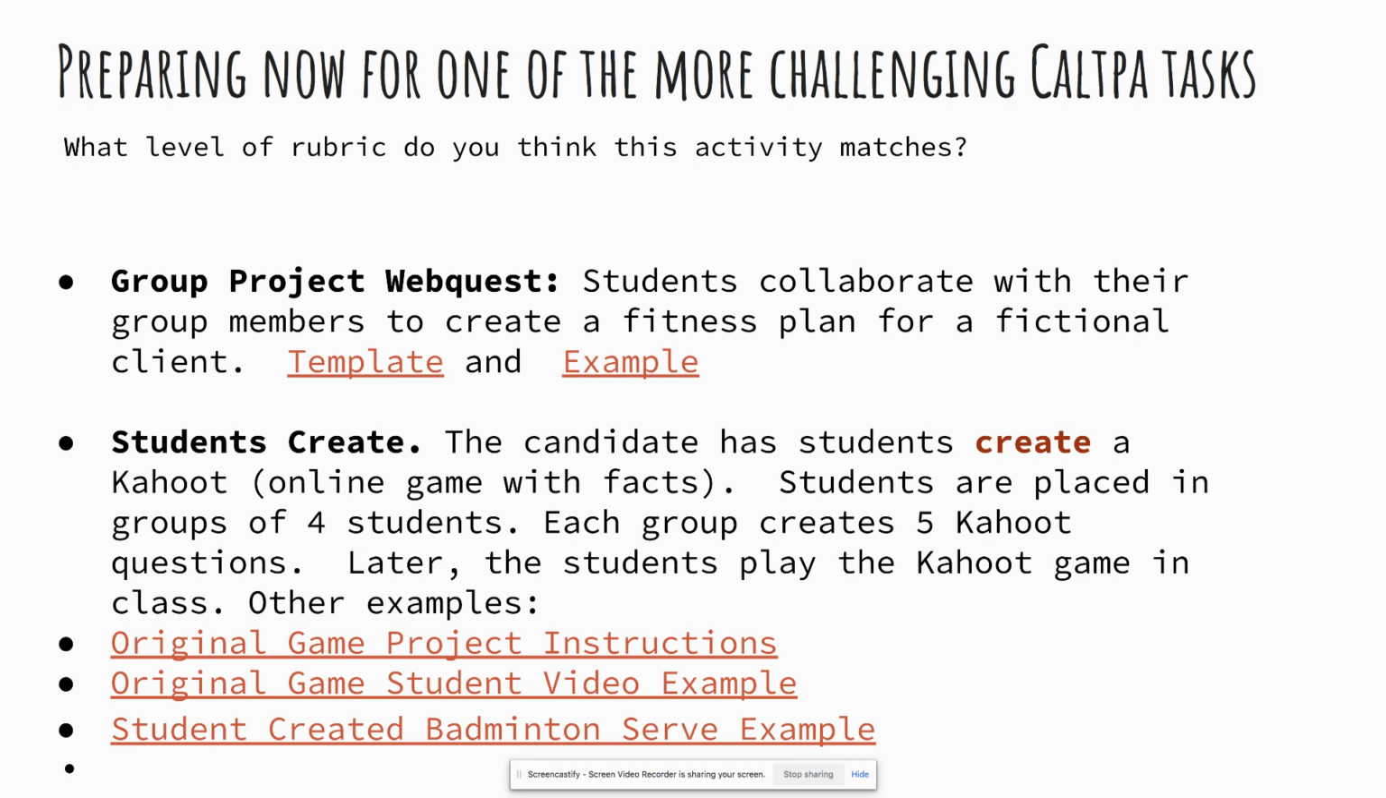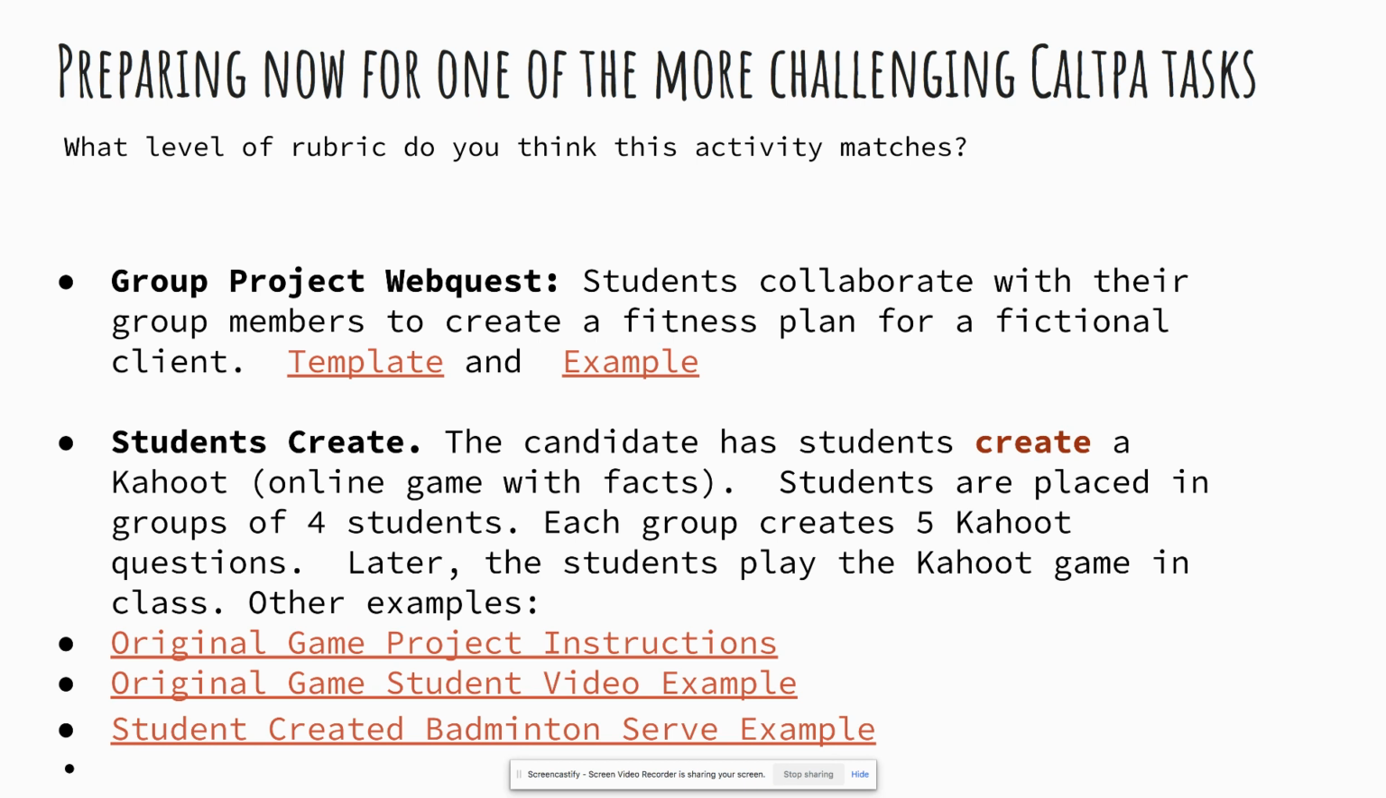In the next example, students are creating their own Kahoot. They're placed in groups and they're going to create 5 questions. Later, the students are going to play the Kahoot games in the class. Another great way for students to actually engage with the technology, and use it.